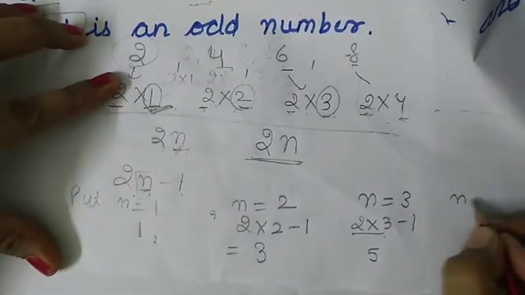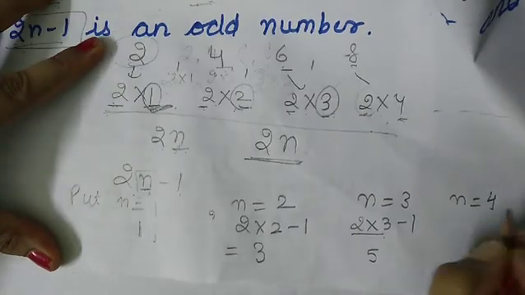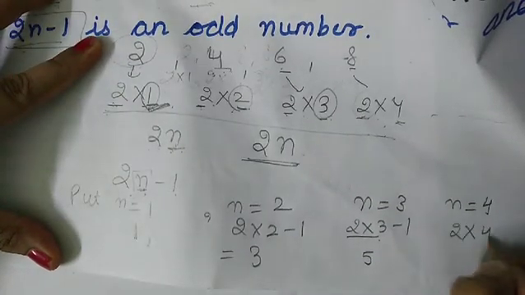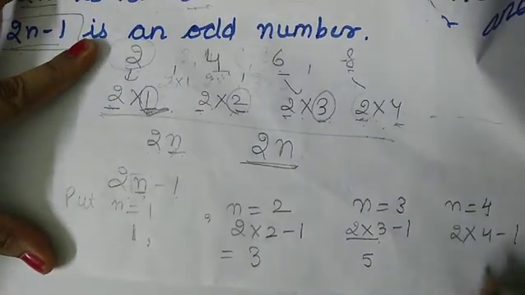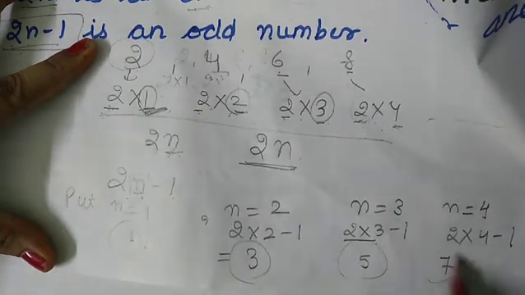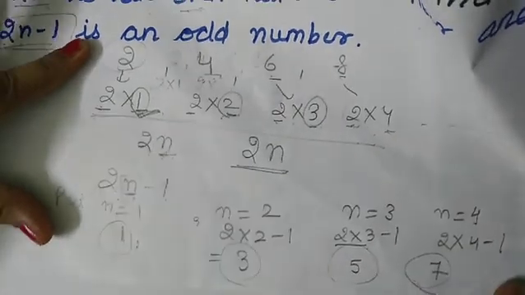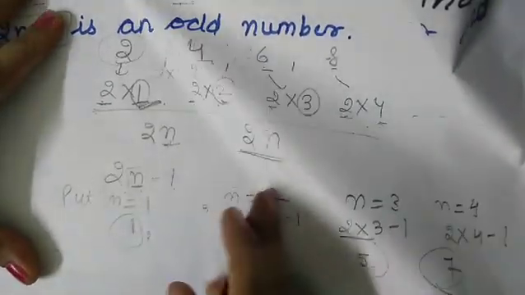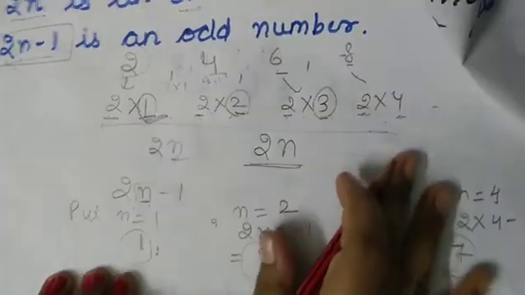And if you put n equals 4, it will be 2 into 4 minus 1, so it will be 7. So what I am observing is that I am getting the series of odd numbers. Odd numbers in general form can be written as 2n minus 1.